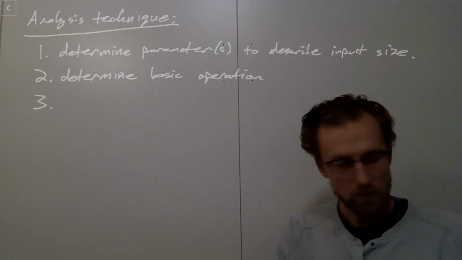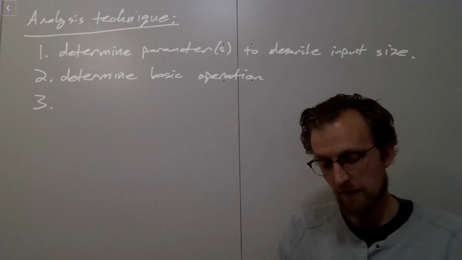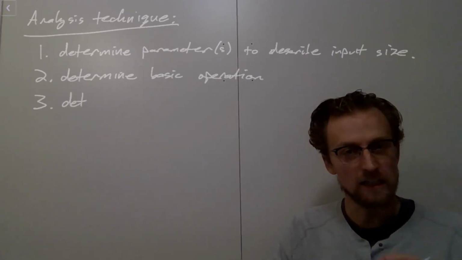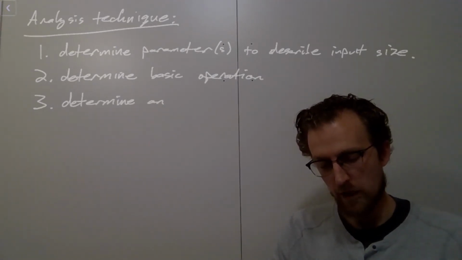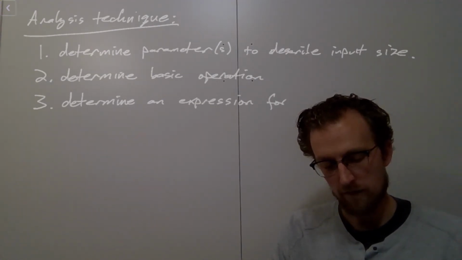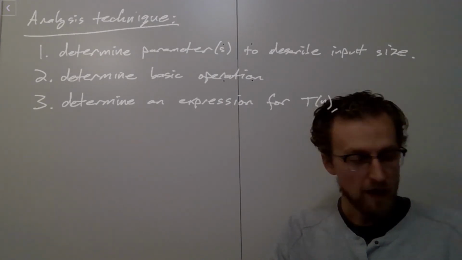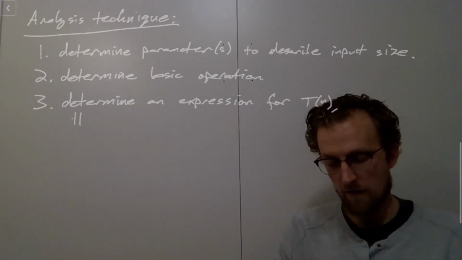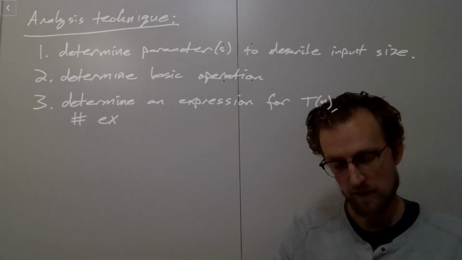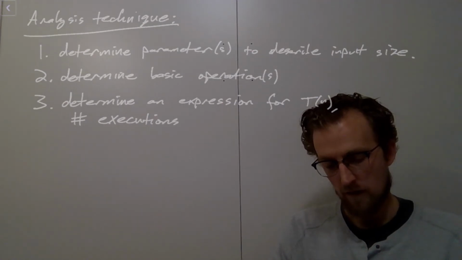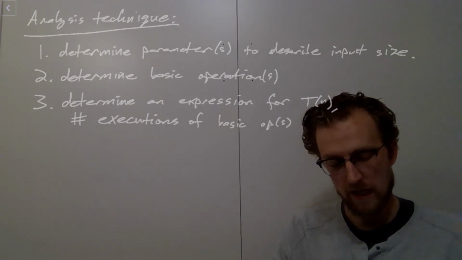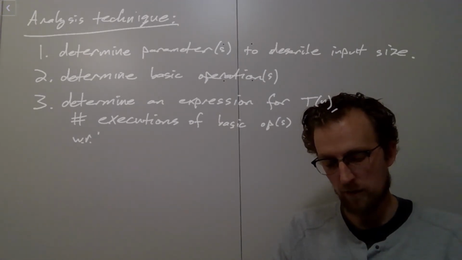So now what you have to do is determine an expression for T of n, and T of n is going to mean something slightly distinct from the running time. So now you want to determine a mathematical expression for T of n. And T of n is defined as the number of executions of the basic op(s) with respect to n. Here, and I should have an s there as well.